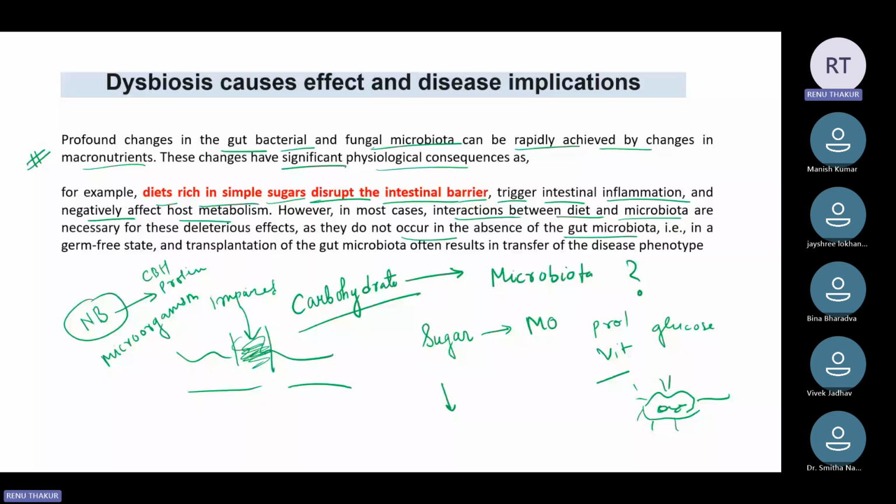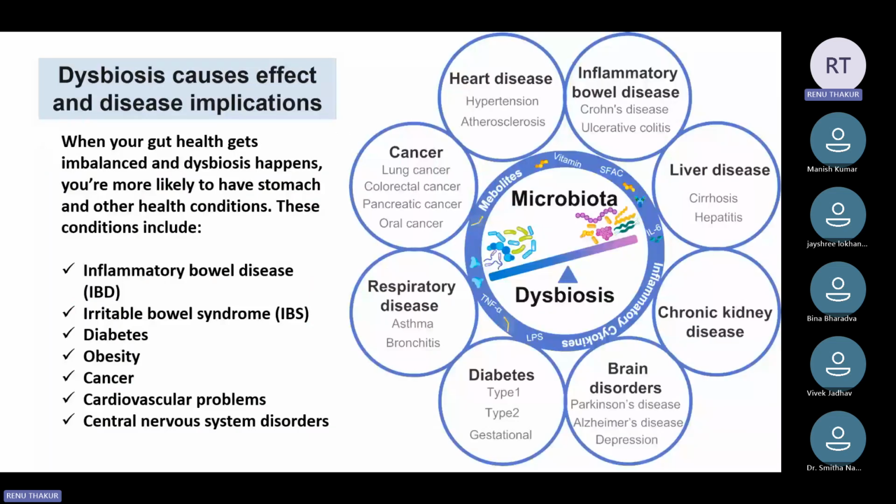So now the next one. This is the detailed one: dysbiosis causes, effects, and disease implications. What are the different kinds of diseases we can expect if our gut microbiome is somehow altered? It means the diseases which we can expect if our gut microbiota is altered. What can we have? Through this diagram, we can see we can have cancer.